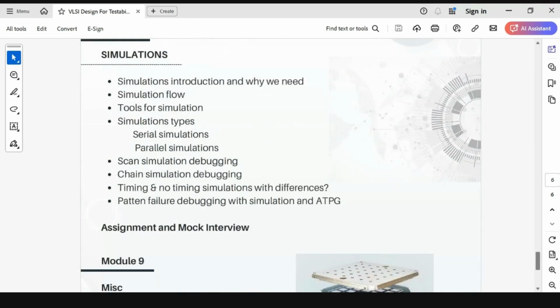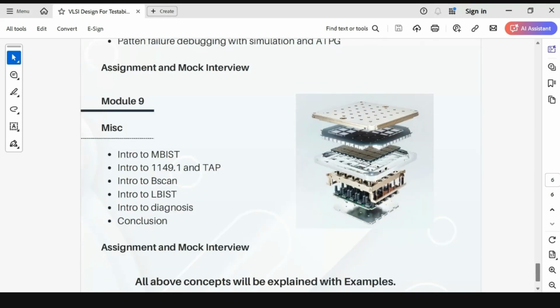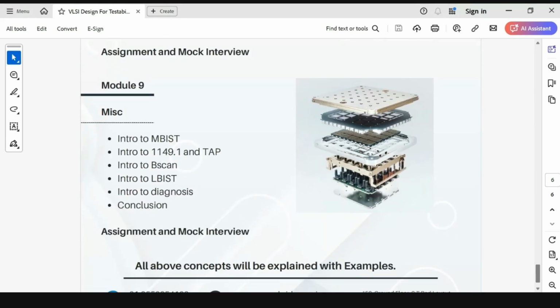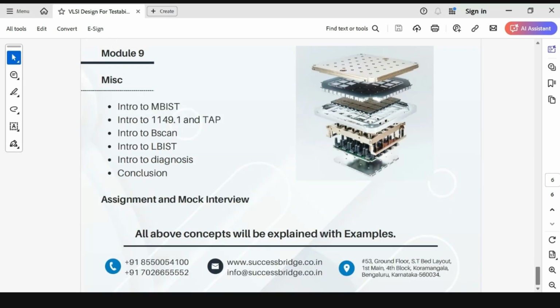If I'm not wrong, very few institutions go with the simulations and do the practical mode. Along with these, we'll go with BIST technologies as well, which is very much required in the current industry. We'll go with the introduction to memory BIST, like in BIST scan and logic BIST. These are all part of your training. As I told earlier, all these concepts will be explained with examples, and after the completion of every module, you will have assignments and mock interviews.